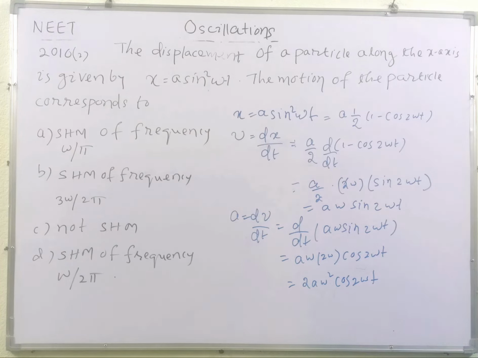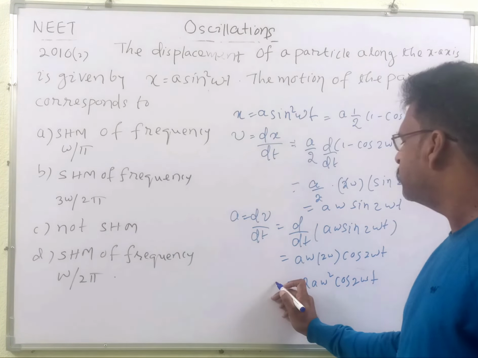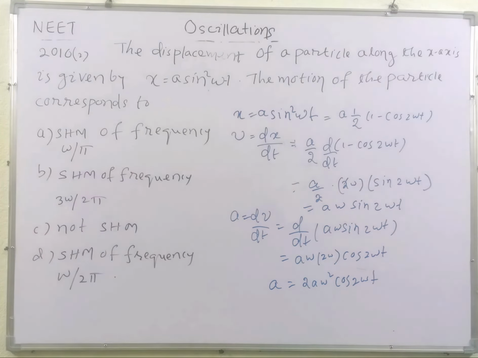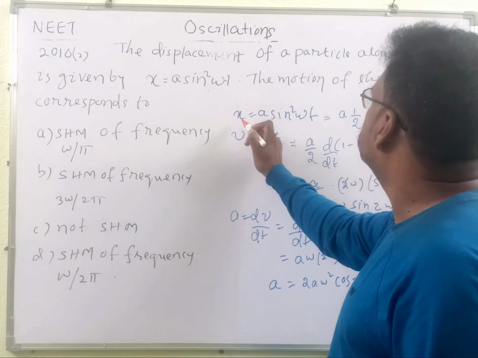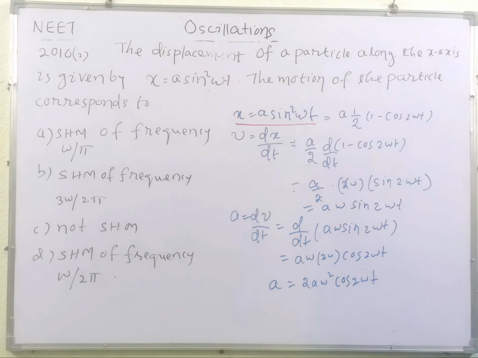Okay student. And what is x? X is a sin square omega t. You observe x is equal to a sin square omega t. The position vector or the displacement of the body from its mean position is x is equal to a sin square omega t, and acceleration is equal to 2a omega square cos 2 omega t.